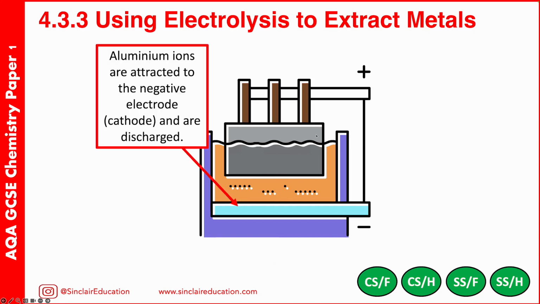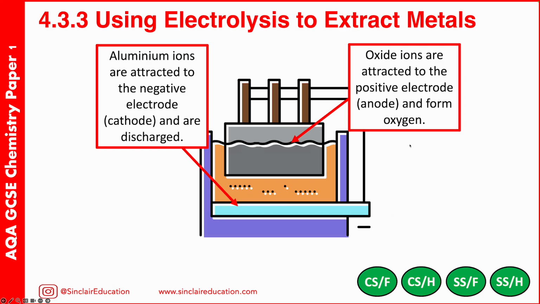So in electrolysis, our aluminium ions, which are positive, will be attracted to the negative electrode and here are discharged. The aluminium ions will turn to aluminium, they'll be hot, they're melted, but they'll then be piped off. However, the oxide ions are negative and they'll be attracted to the positive electrode and form oxygen. But this container is incredibly hot, we're talking hundreds of degrees.